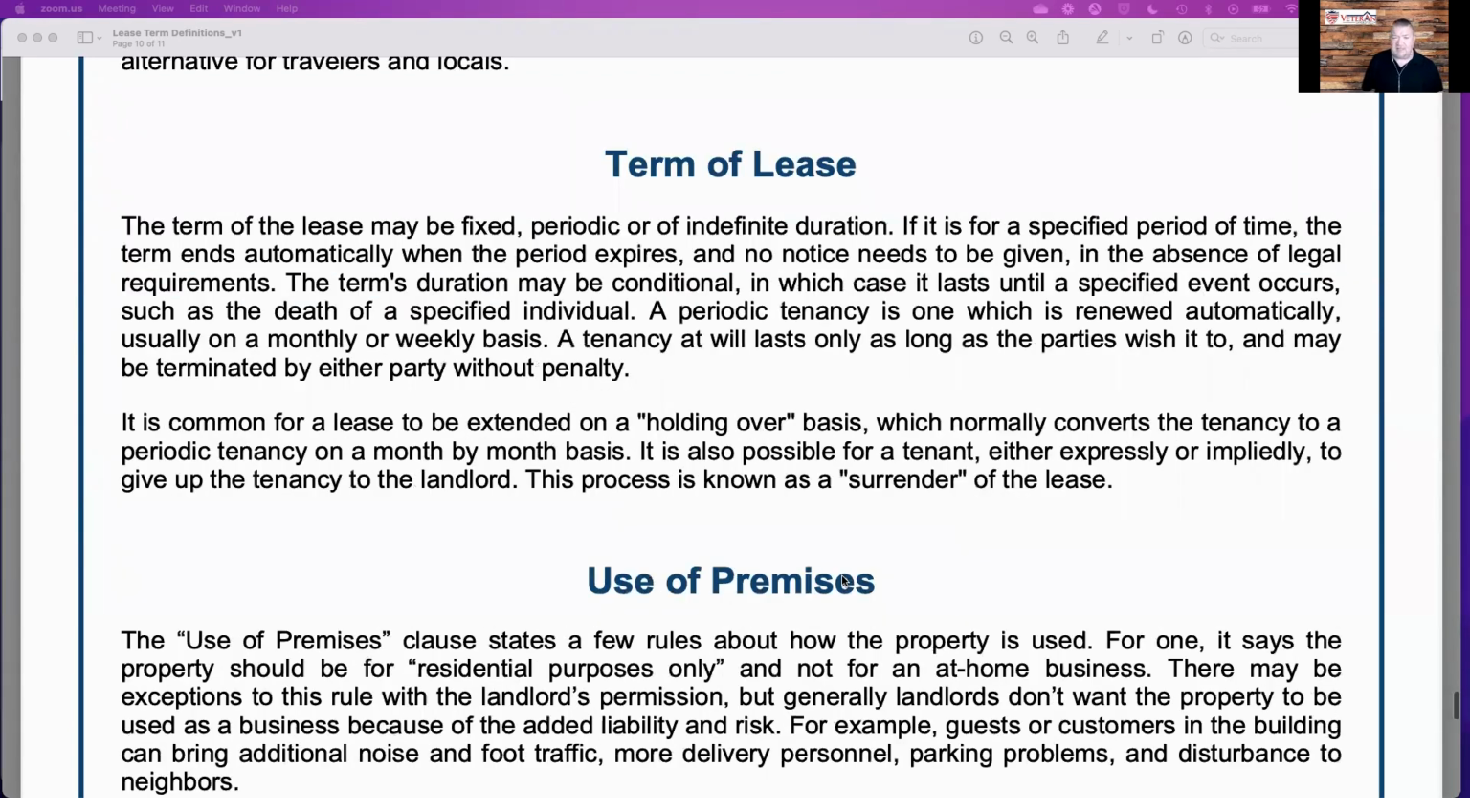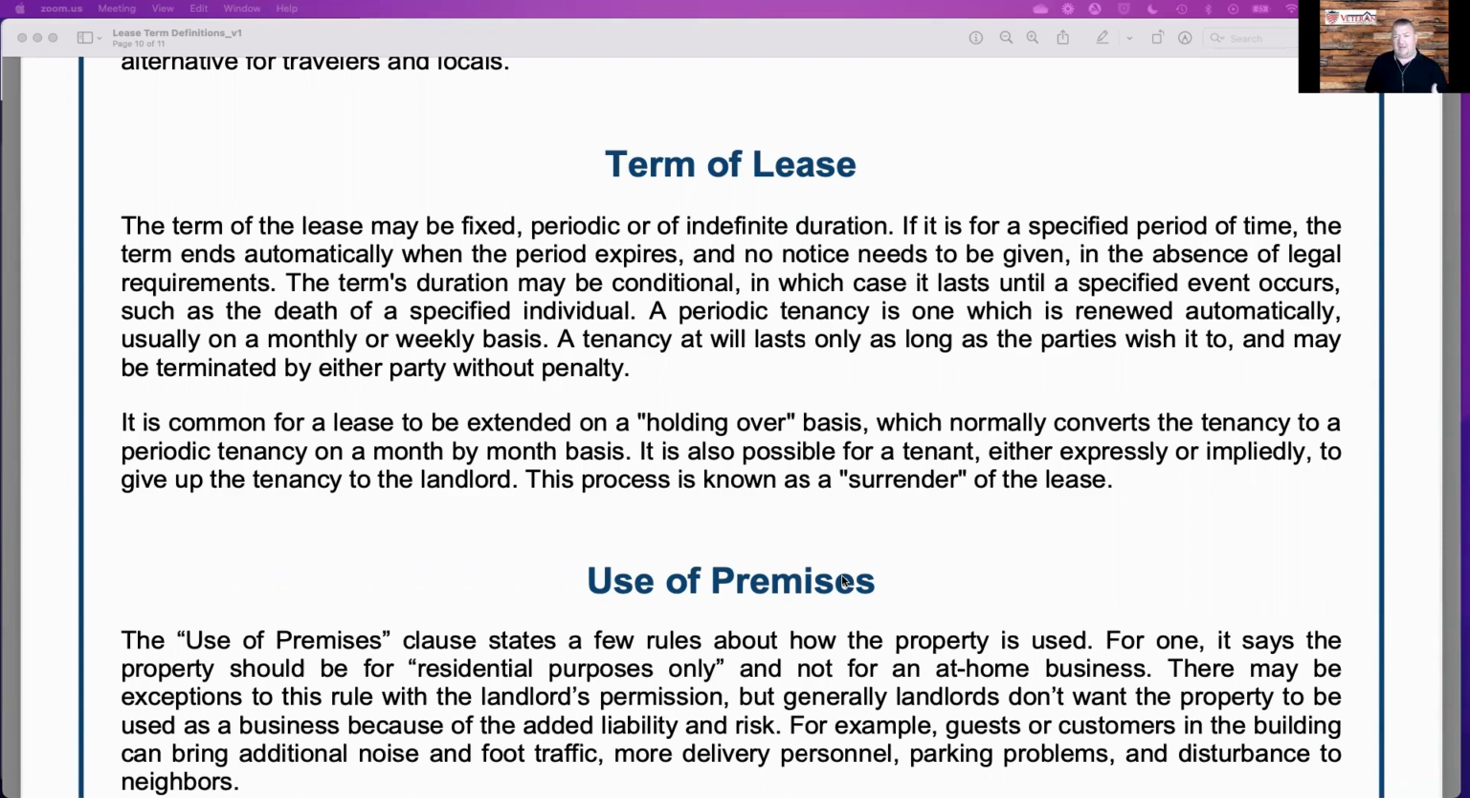Moving on, the term of the lease. Again, this is pretty straightforward. The term of the lease just means when the lease start date is and when the end date of the lease is going to be. That's all it is. It's simply a quick description: the lease starts on this date and ends on this date, and that's all it defines.